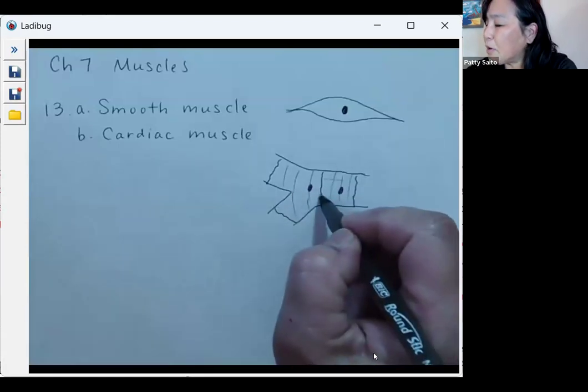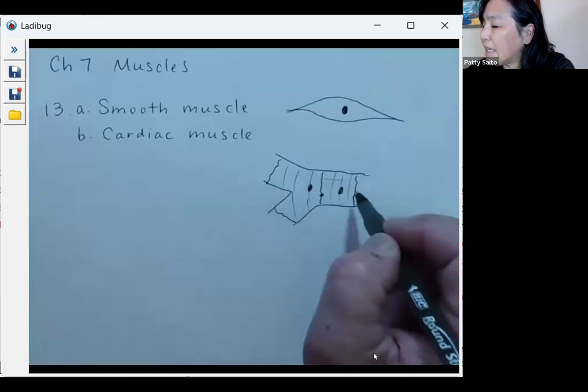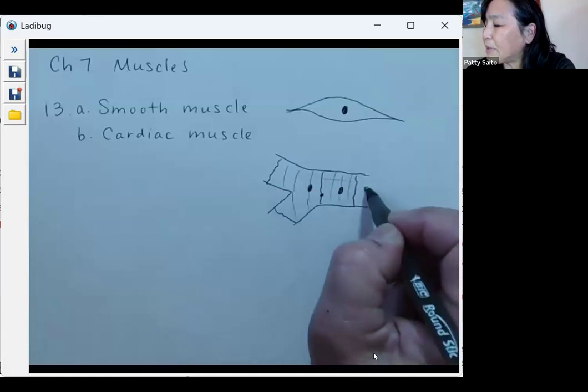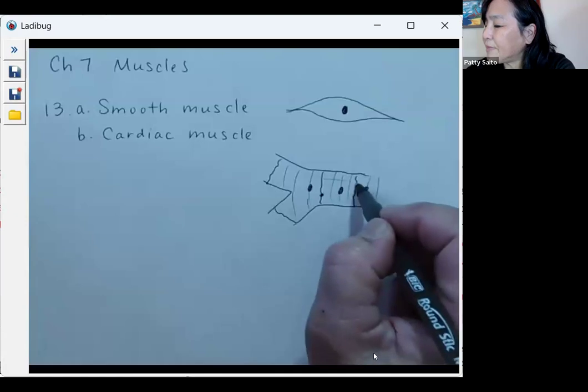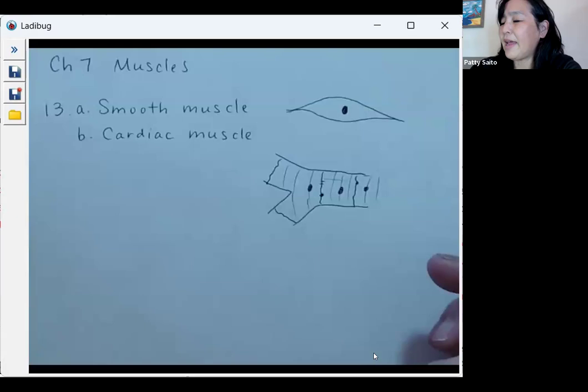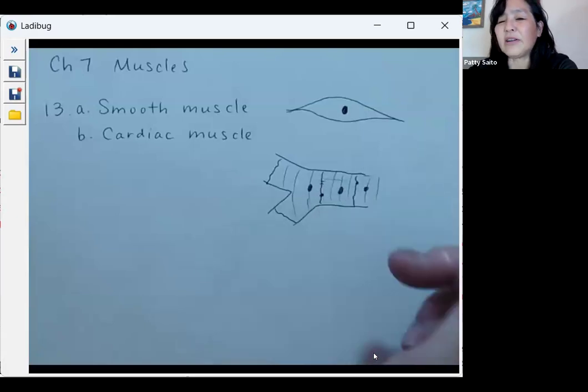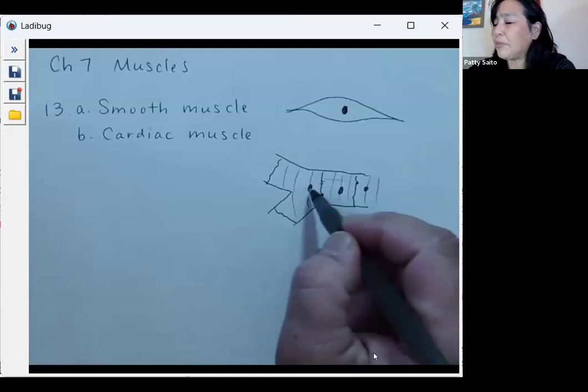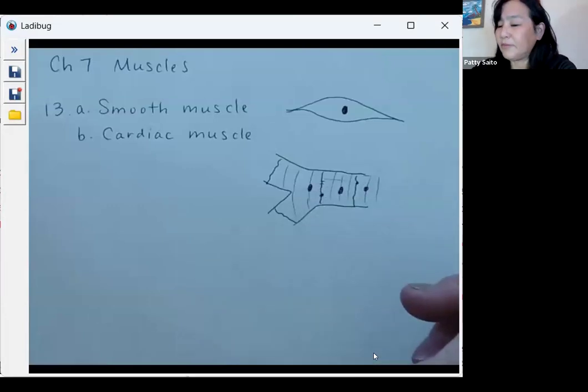There's desmosomes, right, between the cells, which connect them to the other cells, as well as gap junctions between them. Okay, there's specialized names for these. They're called intercalated discs. These structures are kind of between the cardiac muscle cells.